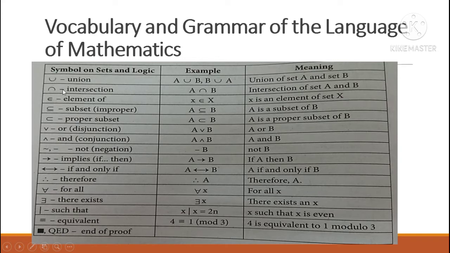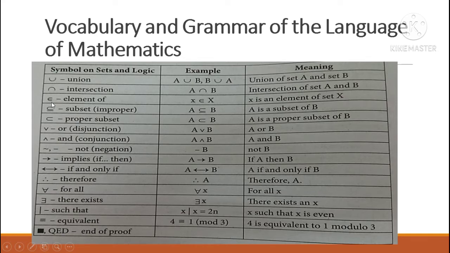And this one is the value of intersection. This is the value of intersection, so intersection of set A and B. This is the example. If we read this example, class, this is the intersection of set A and B.